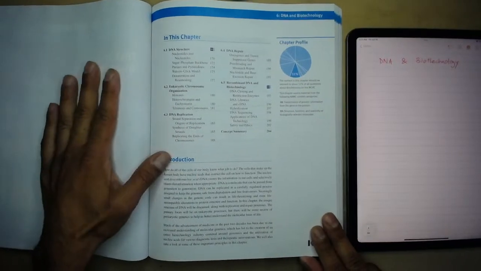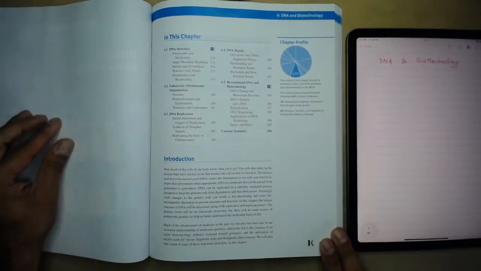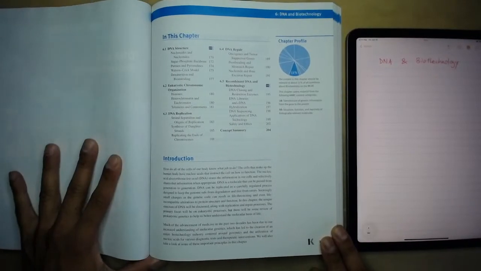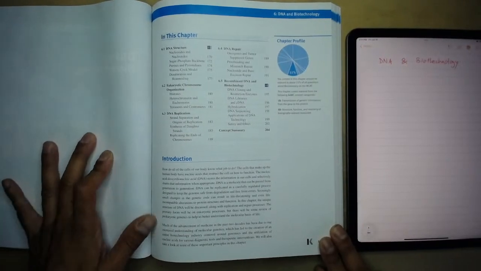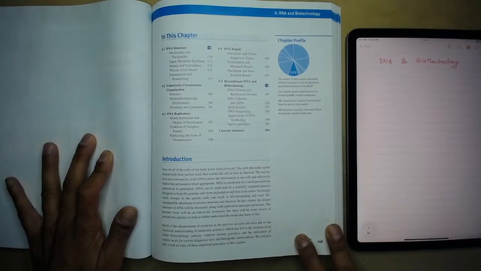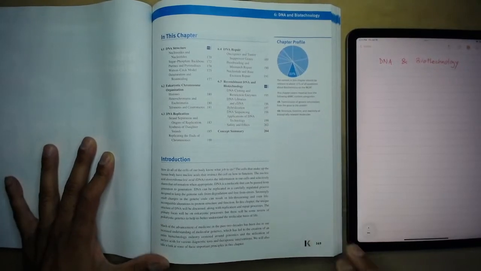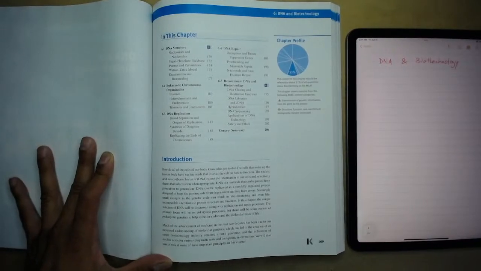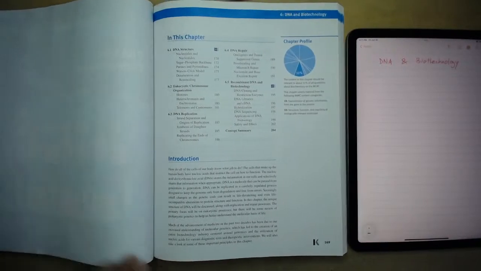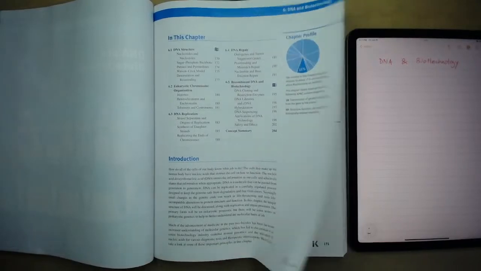Much of the advancement of medicine in the past 2 decades has been due to our increased understanding of molecular genetics, which has led to the creation of an entire biotechnology industry centered around genomics and the utilization of nucleic acids for various diagnostic tests and therapeutic interventions. We will also take a look at some of these important principles in this chapter.